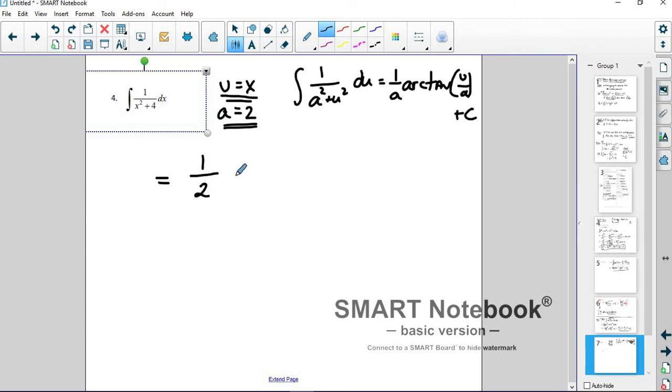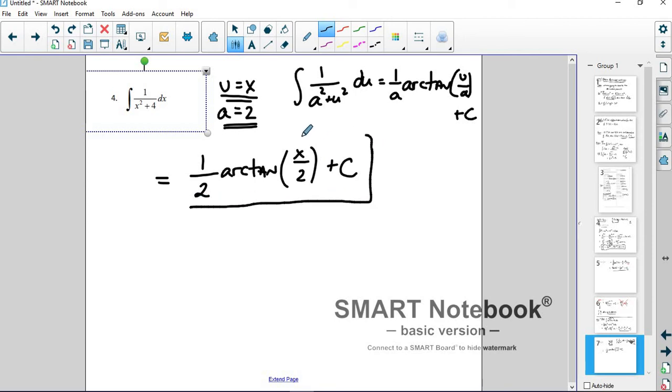1 over a arctangent u over a plus c. Okay, so this just takes some practice. It's following a formula. That's all it is.